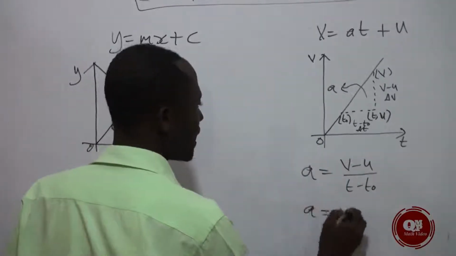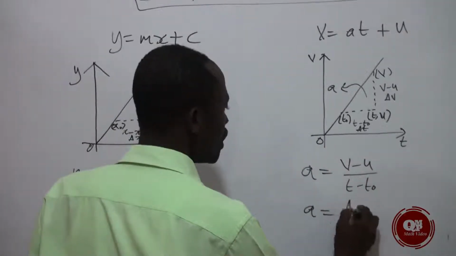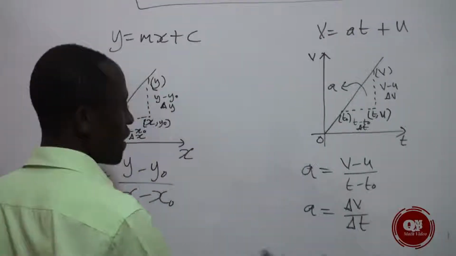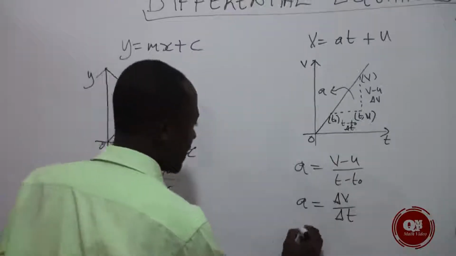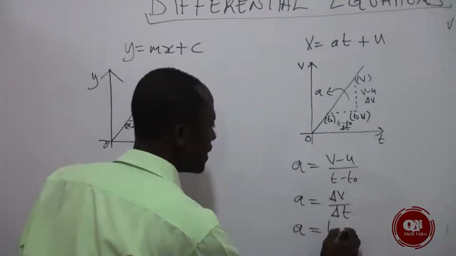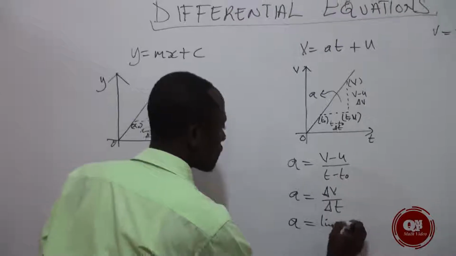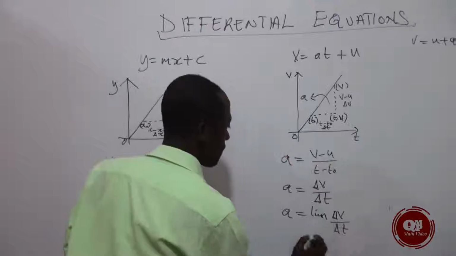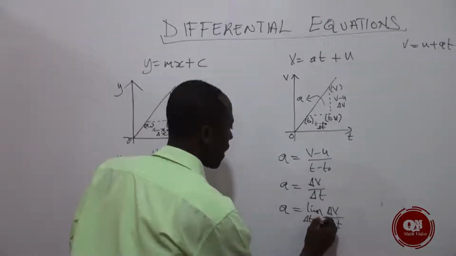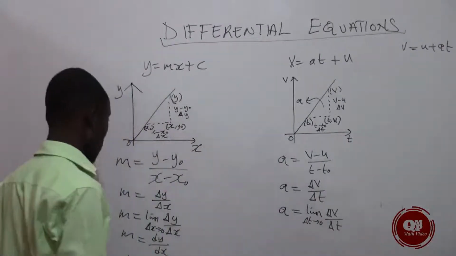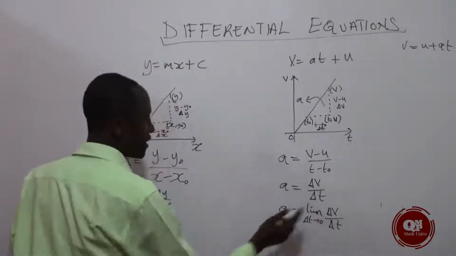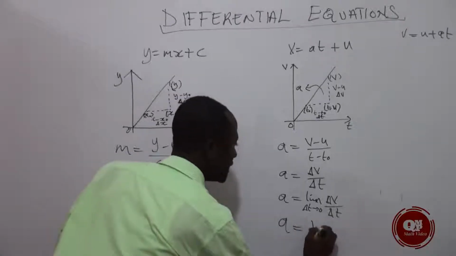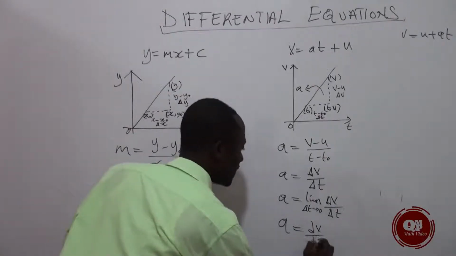So we say A is equal to the change in the velocity out of the change in what? Time. Yes. So taking the limit, we say our A happens to be the limit of the change in V out of the change in T as change in T approaches what? 0. And once change in T approaches 0, it tells us that our acceleration A happens to be the dV out of the dT.